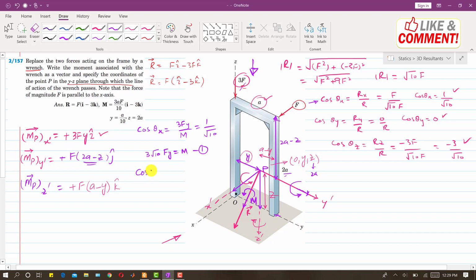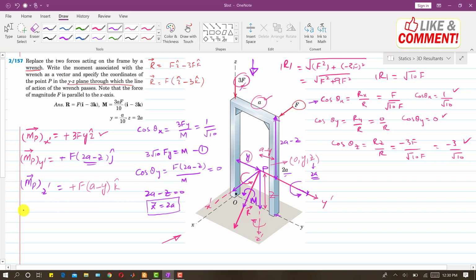And now if we write cos theta y for this moment, this magnitude F(2a minus z) divided by the magnitude of the moment, which is not known but we have assumed it is M, will be equal to 0. This means that 2a minus z is equal to 0, so the z coordinate is equal to 2a. So now we know one coordinate of this point P, and that coordinate is 2a.